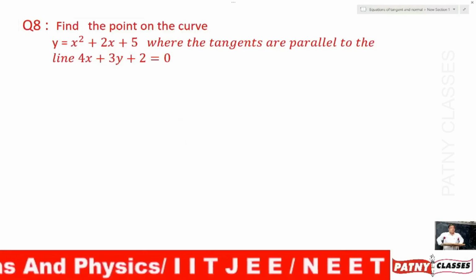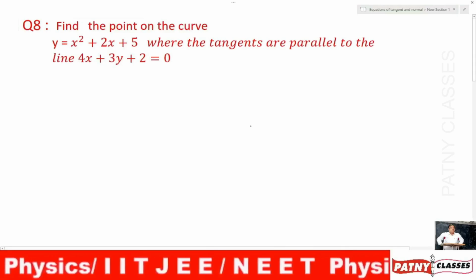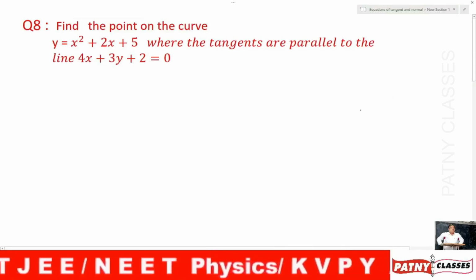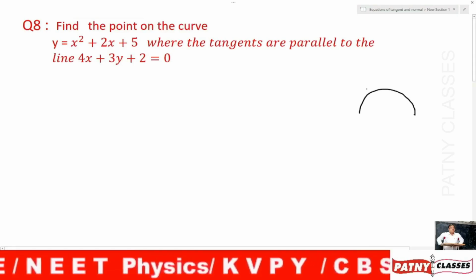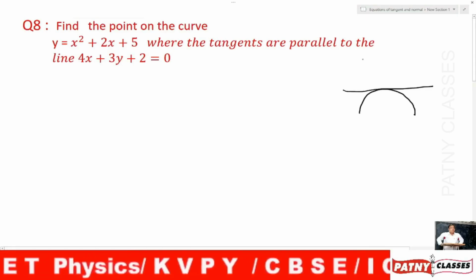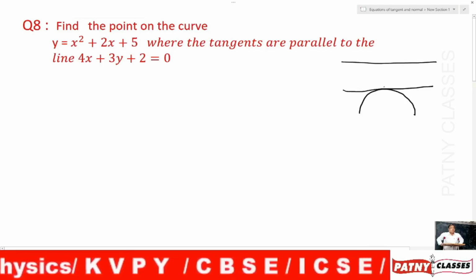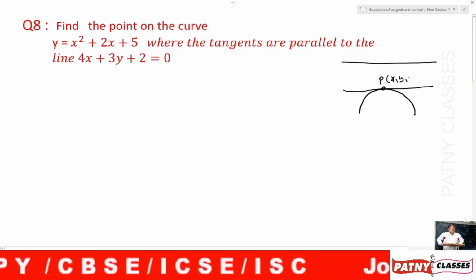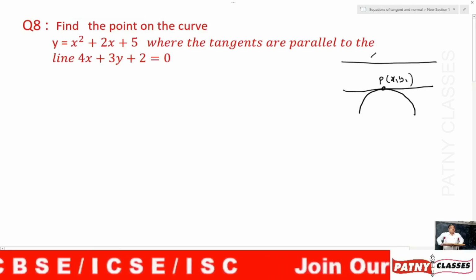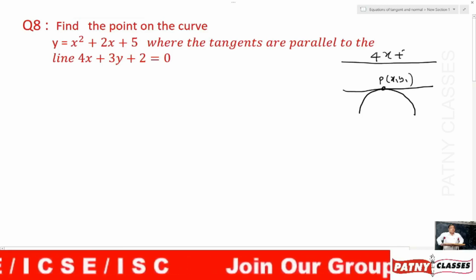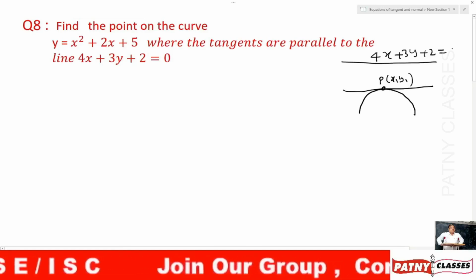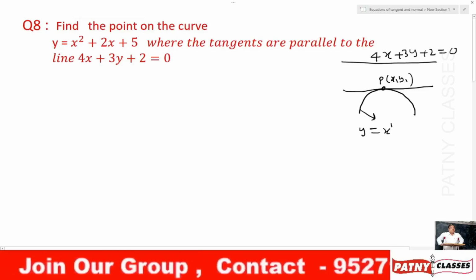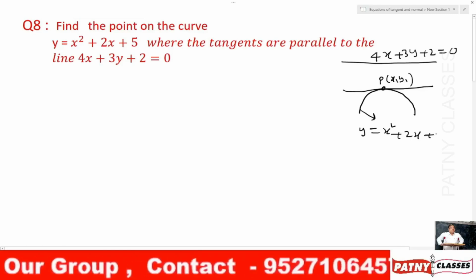Find the point on the curve y equals x square plus 2x plus 5 where the tangents are parallel to the line. So first I draw the curve, draw the tangent and draw a parallel line, and let us call the point of contact x1 and y1. The equation of the parallel line given to us is 4x plus 3y plus 2 equals 0, and the equation of the curve is y equals x square plus 2x plus 5.